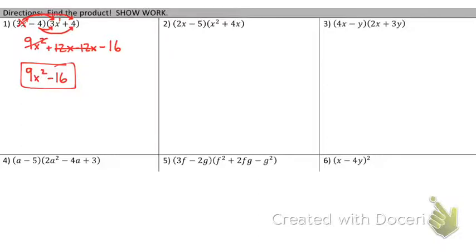Okay, on number 5, I want to do that because if you notice, it has 2 different types of variables. It has an f and a g. I want to show you how to handle that. Okay. Number 3 is the same way as well. It does have an x and a y. So we'll do f and g. This one's a little more difficult. It has more multiplication to do. So we're going to treat this the same way.